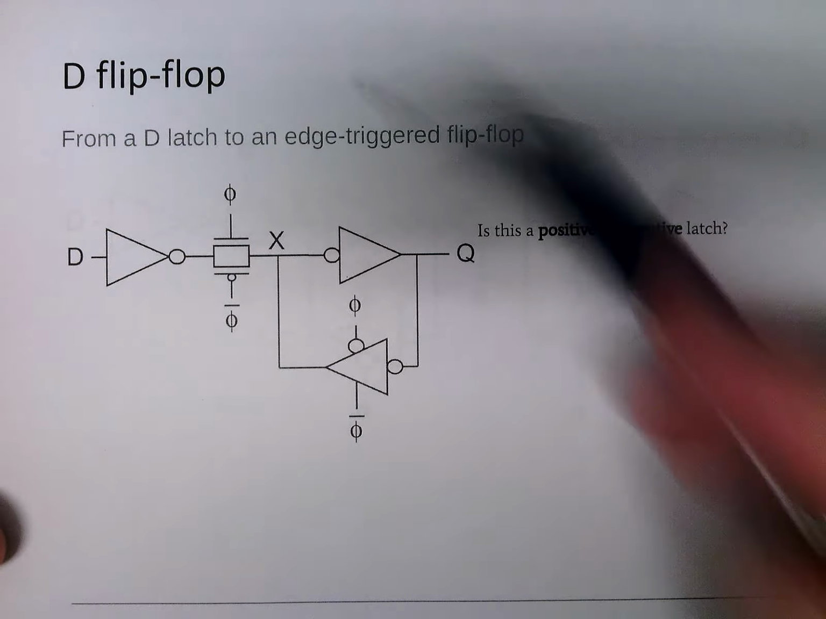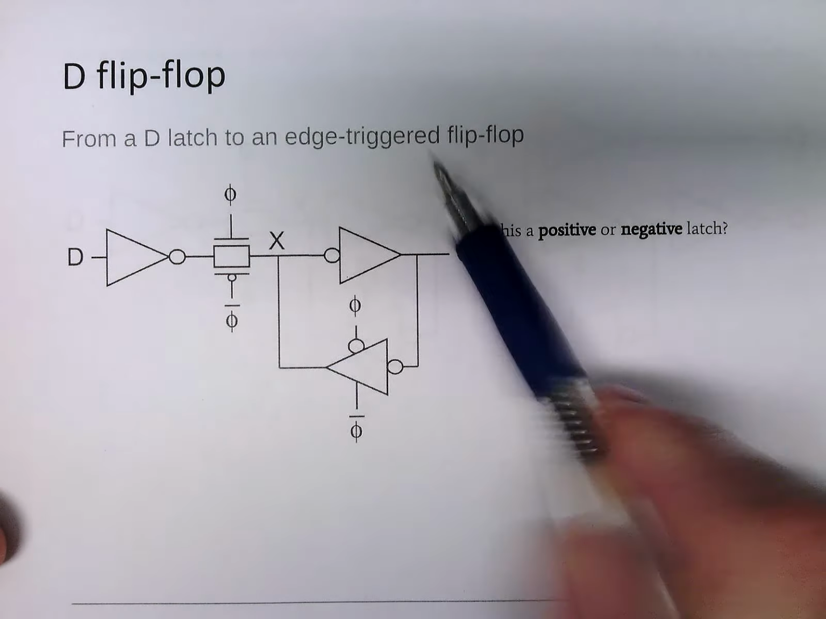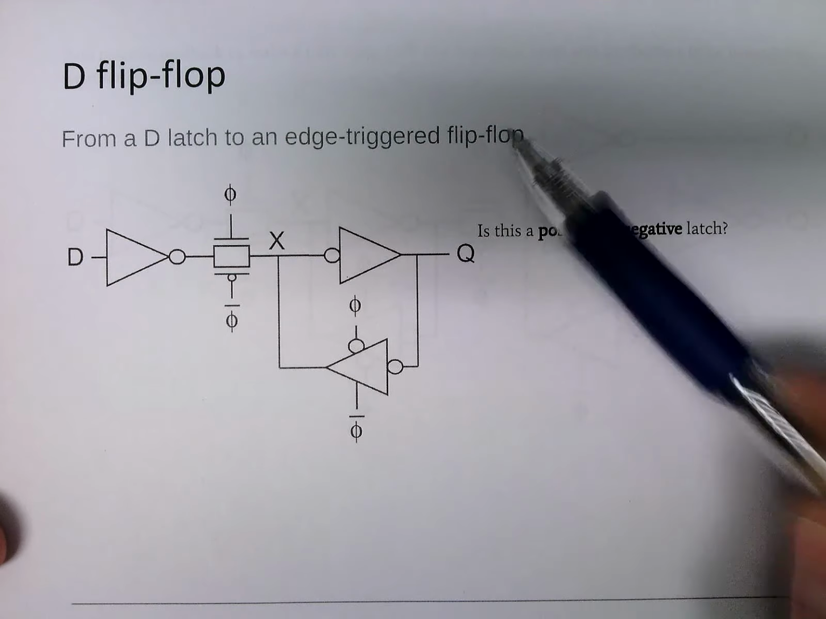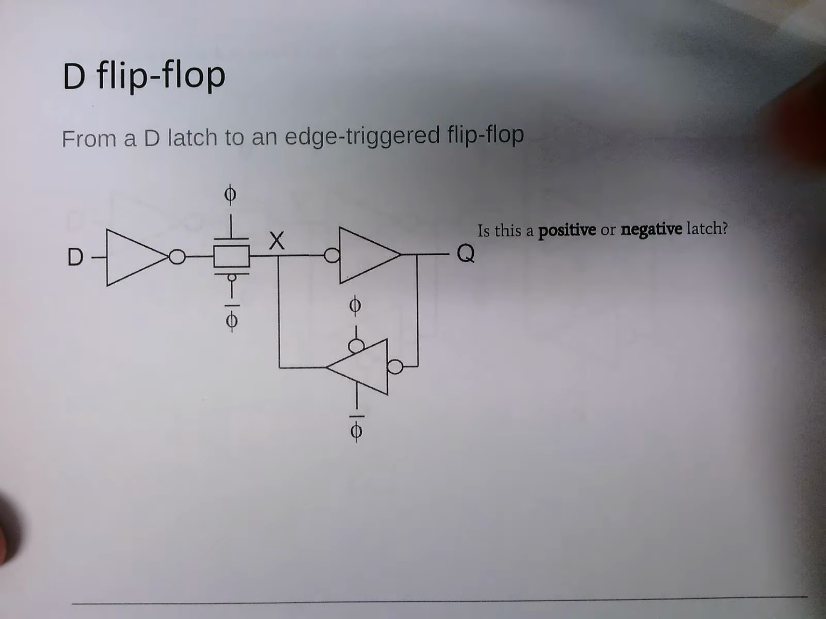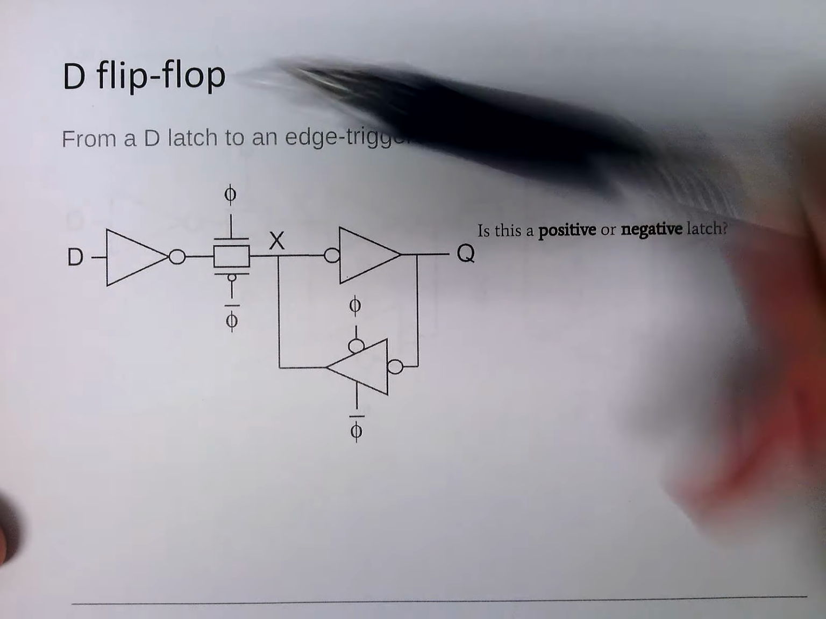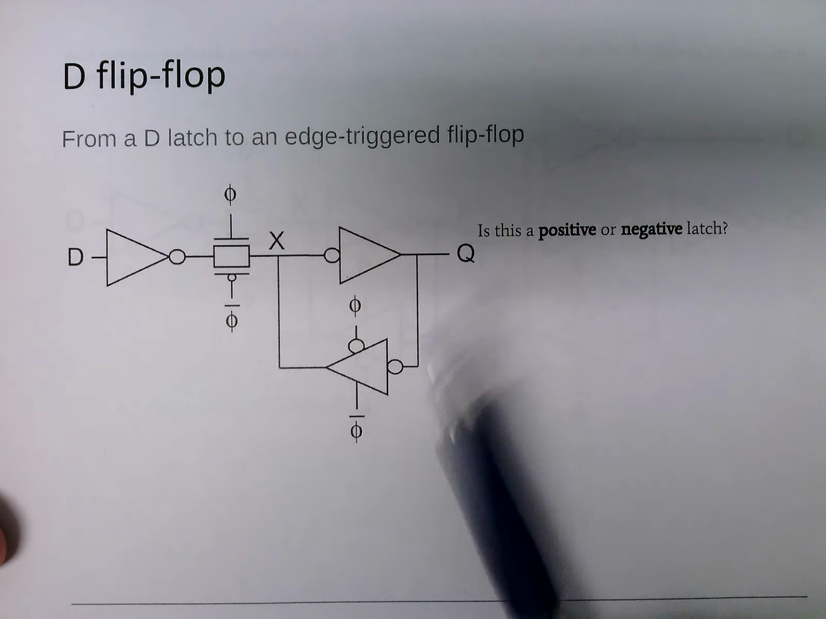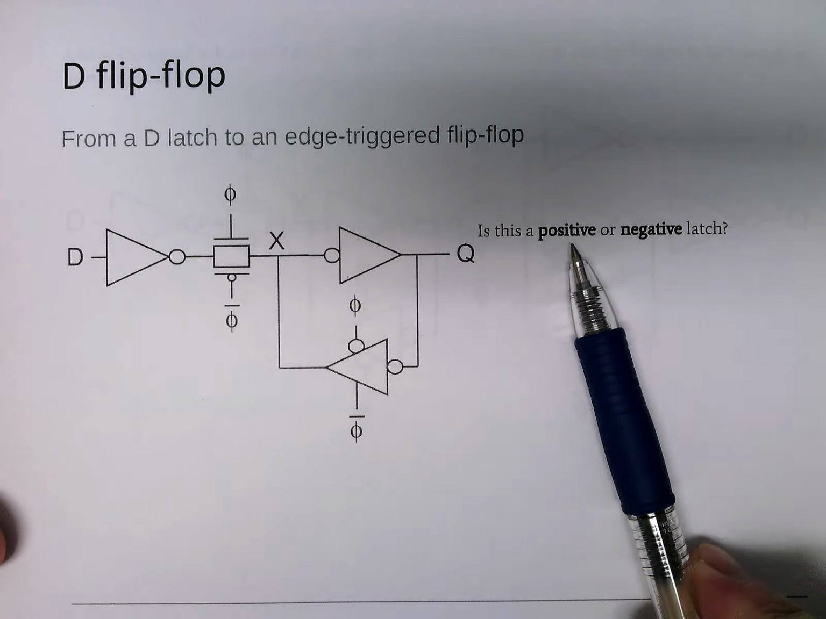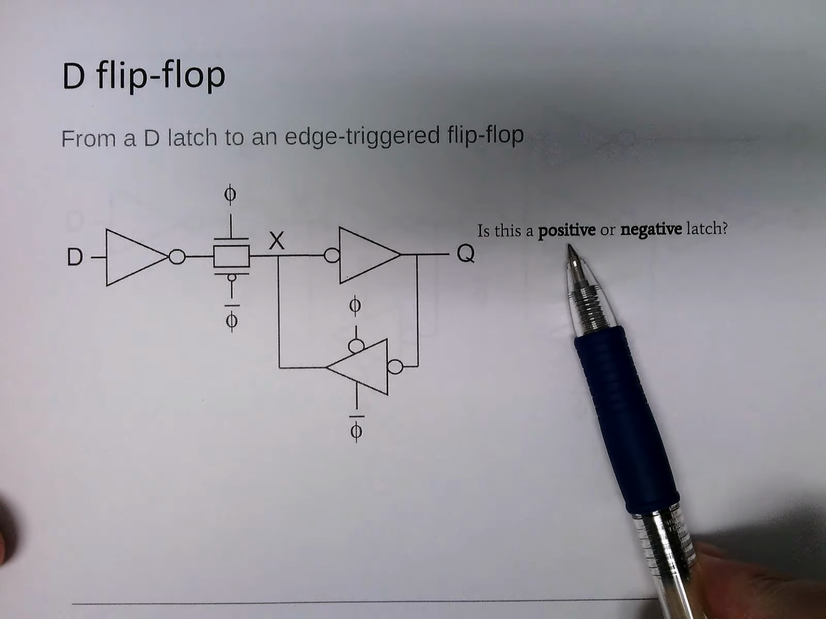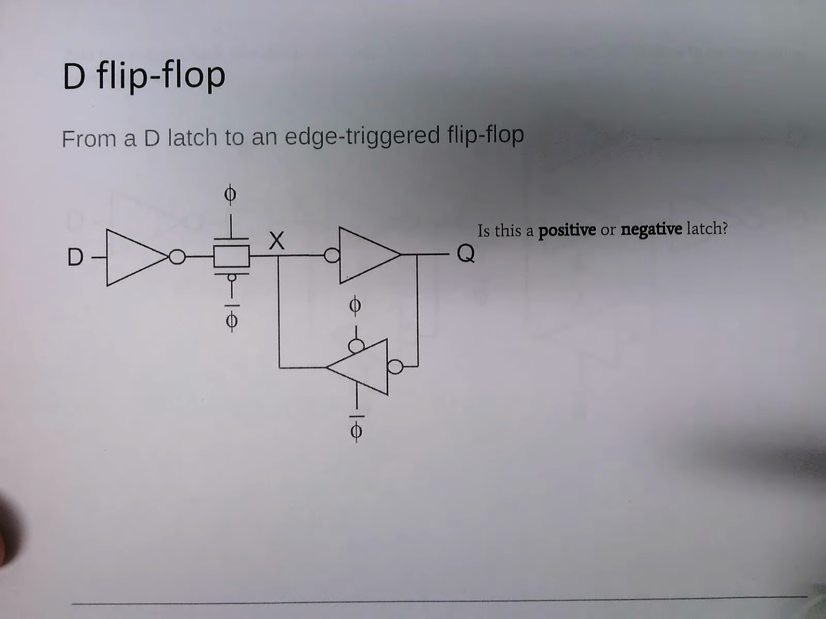We're going to go from a D latch to an edge triggered flip-flop. Perhaps we'll see how the edges happen here in a second. Alright, so making a D flip-flop, this is a latch. Let's look at how this works for a second. Is this a positive or negative latch? Well, what do we mean by a positive or negative latch?